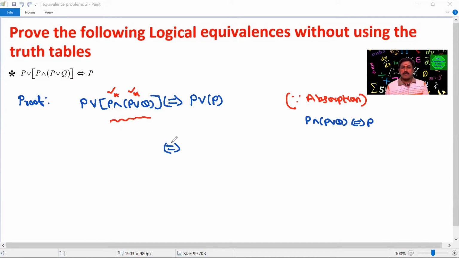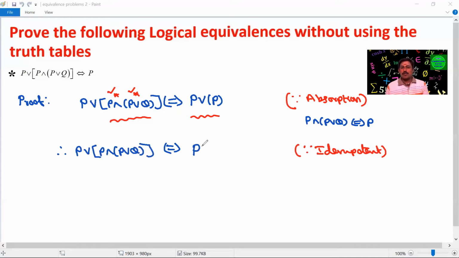So next, if you observe the term P or P, two variables are the same. Therefore, we remember the idempotent formula. Using this formula, we write the next step as P or P is P. So therefore, P or (P and (P or Q)) is equivalent to P.